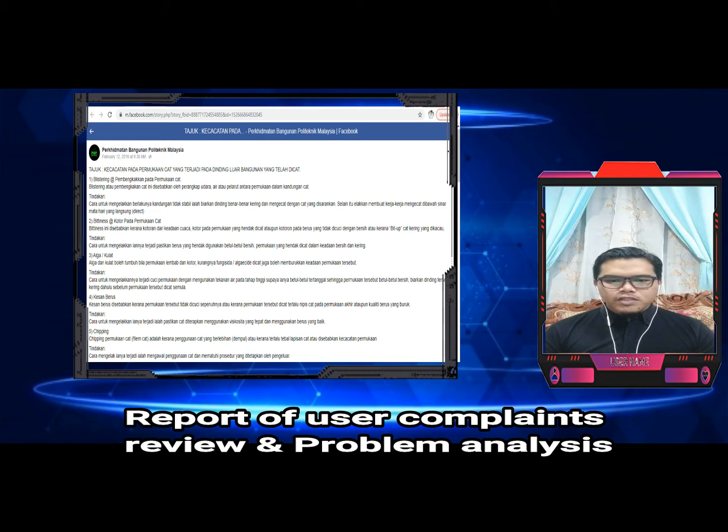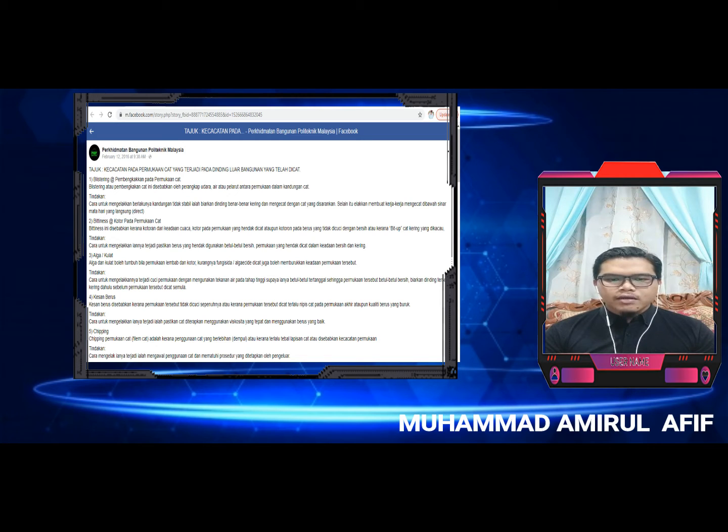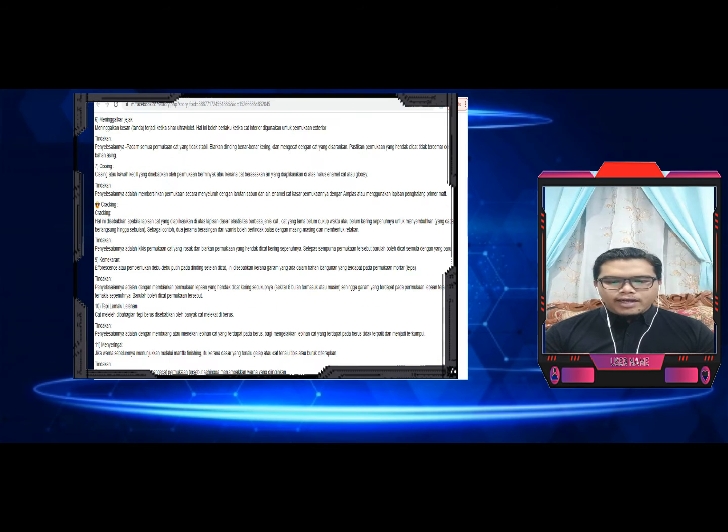The report of user complaints is reviewed on a Facebook page named Perkhidmatan Bangunan Politeknik Malaysia. The title of the article is Kecacatan pada permukaan cat yang terjadi pada dinding luar bangunan yang telah dicat. The first point is the effect of the paintbrush. It is caused by a surface that is not completely clean, or the layer of paint being too thin, or the bad quality of the paintbrush. To overcome the problem, use the exact viscosity and a high grade quality of paintbrush.